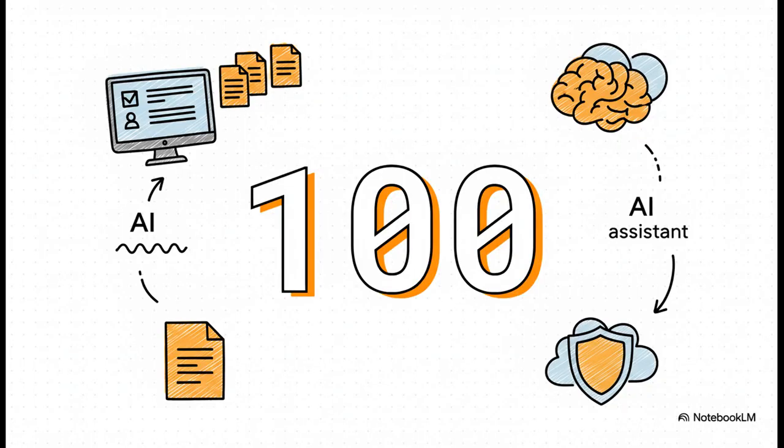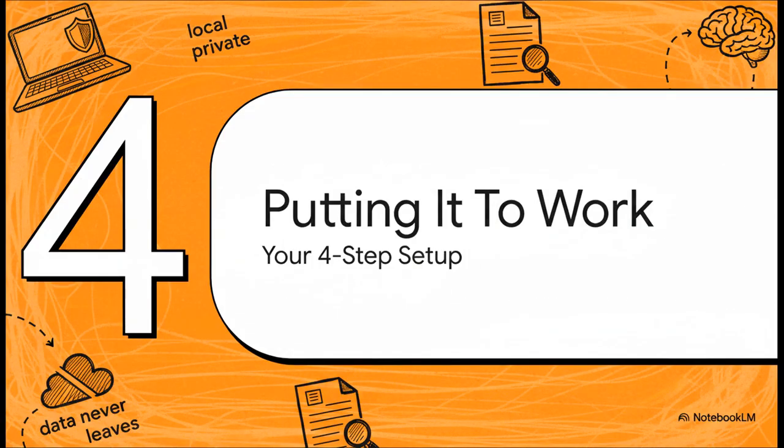The real kicker? The entire core logic for this powerful private AI assistant, it all fits into a single, elegant, 100-line Python script. That's it. It's just incredibly accessible. Okay, this all sounds great, but how hard is it to actually get up and running? Well, you might be surprised. It's incredibly straightforward. Let's just quickly walk through the 4-step setup process.